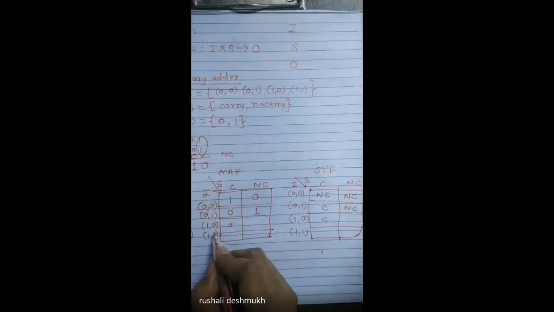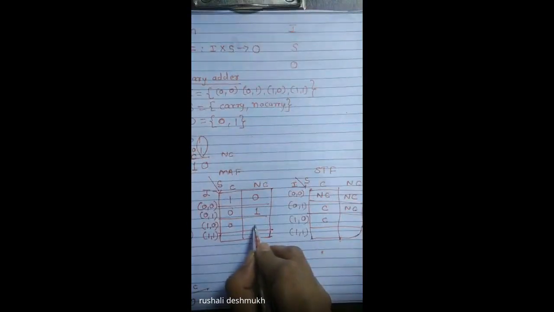Now, next one. Tell me 1 0 and the carry state. What is the output and the next state? 1 0 plus carry. Output is 0 and the carry is generated. That is correct. Next, 1 0 and no carry. What is the output and next state? Output is 1 and the next state generated is no carry. That is correct.